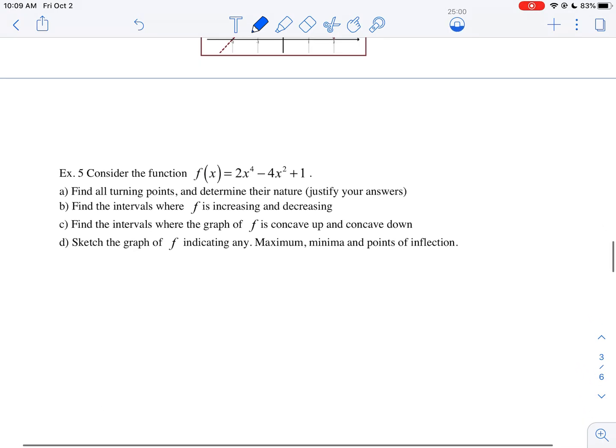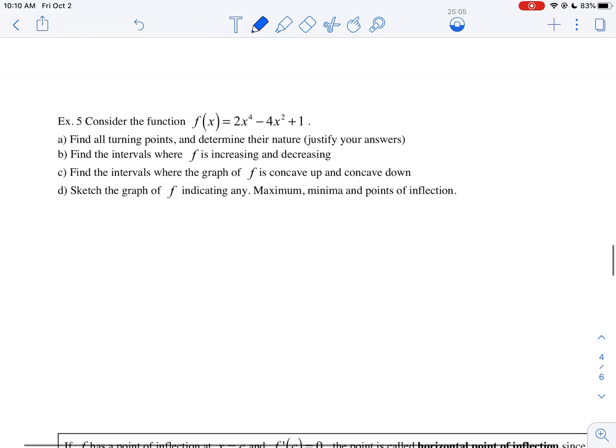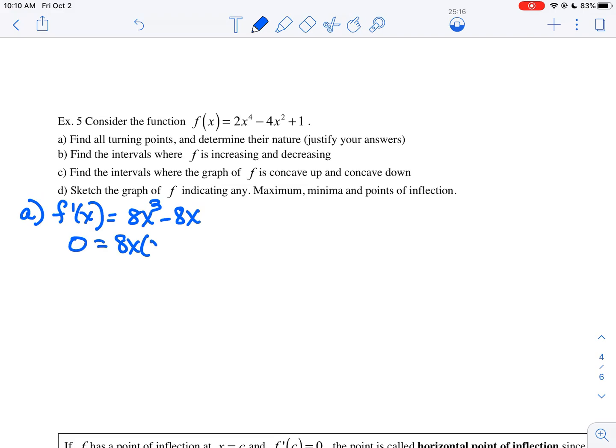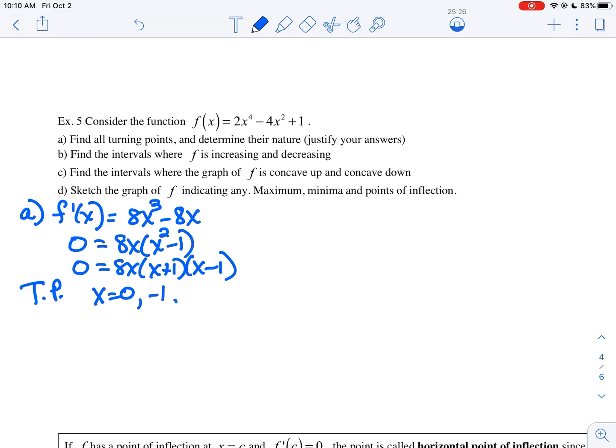All right, so let's look at example 5. It says, find all the turning points and determine their nature. So let's do that. We're going to find the first derivative, which would be 8x cubed minus 8x. We set that equal to 0. So my turning points are x is 0, negative 1, and 1. I'm not quite ready to tell you about them because I've got to figure it out, okay?